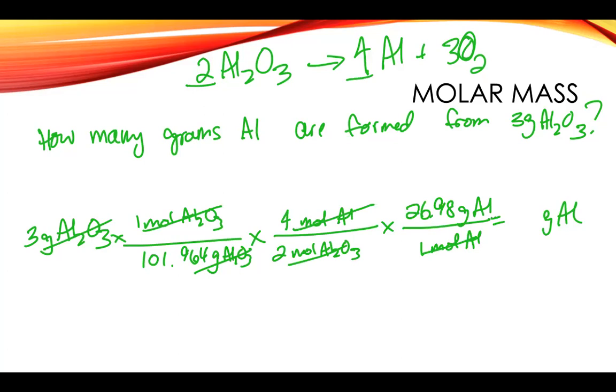My style is just to go one ratio at a time, which is why you might hear me go 3 divided by 101 times 4 divided by 2 times 26.98. If you're more comfortable doing all the top divided by all the bottom, it does not make a difference because of the order of operations. So I go one thing at a time, 3 divided by 101.964, then times 4 divided by 2, then times 26.98, and I get 1.59 grams of Al.